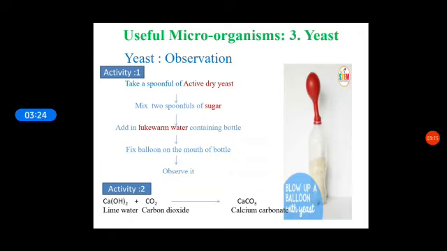After 10 minutes, the balloon starts slowly inflating as yeast feeds on the sugar and produces carbon dioxide along with ethanol, which gets trapped inside the balloon. This activity shows yeast produces gases. Activity number 2. Mix lime water, that is calcium hydroxide, with the gas accumulated in the balloon. Calcium hydroxide turns into a milky white solution of calcium carbonate. This activity explains yeast produces carbon dioxide gas.